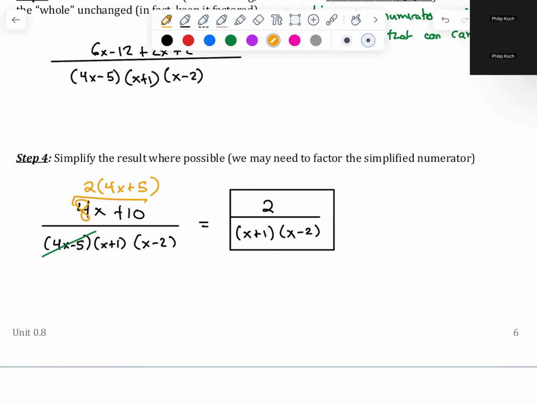So Alex would accept it if you just wrote this. This is correct, but it could be simplified further. Yeah, in this one, it can't really be done anymore. You could factor it more, but you can't simplify it anymore. Okay.